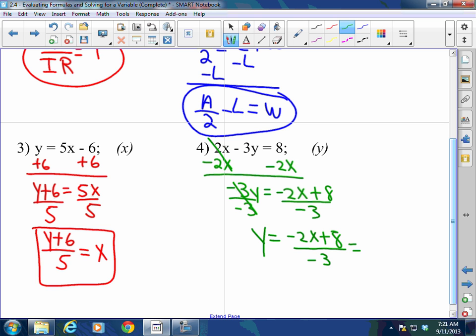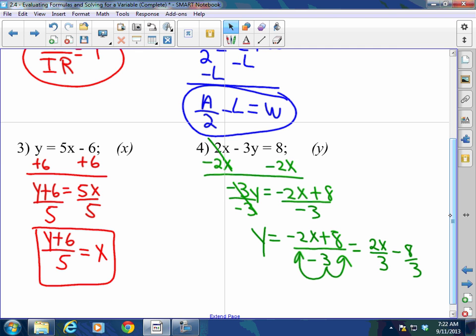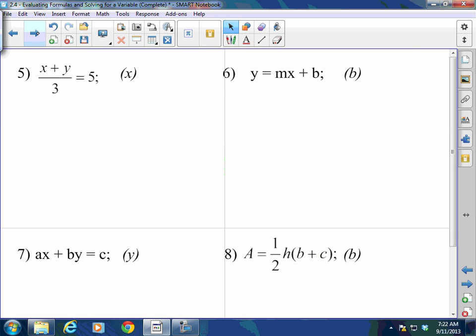Simplified, it would be, remember, you divide this to this, and negative 3 to the 8 as well. So negative 2x divided by negative 3 would be 2x over 3, and 8 divided by negative 3 would be minus 8 thirds. And you are done. All right, let's check out some other ones. Let's do some fractions here.